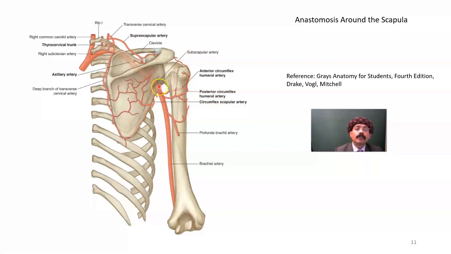So these arteries form an anastomosis around the scapula. If there is any blockage here or here, then there will be compensation by this anastomosis. There is the clinical importance. If there is any blockage to the distal part of the subclavian artery or proximal part of the axillary artery, then that anastomosis will help to get blood supply to the upper extremity. There is the importance.